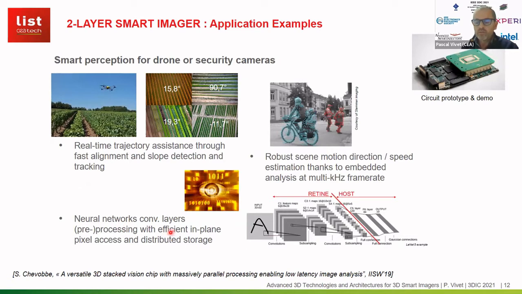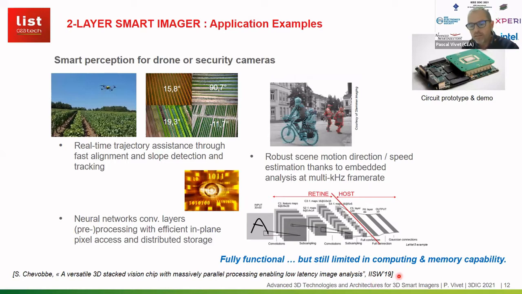With the design as we have it today, we are not able to fit all the neural networks and the weights in local memory. So we are only able to fit the first layers onto the Retina smart imager, and the remaining layers are implemented on the host. The circuit is functional, but we are limited in computing and memory capability, and this is why we want to introduce a 3rd layer. If you want more details, all that has been published at the IISW conference in 2019.